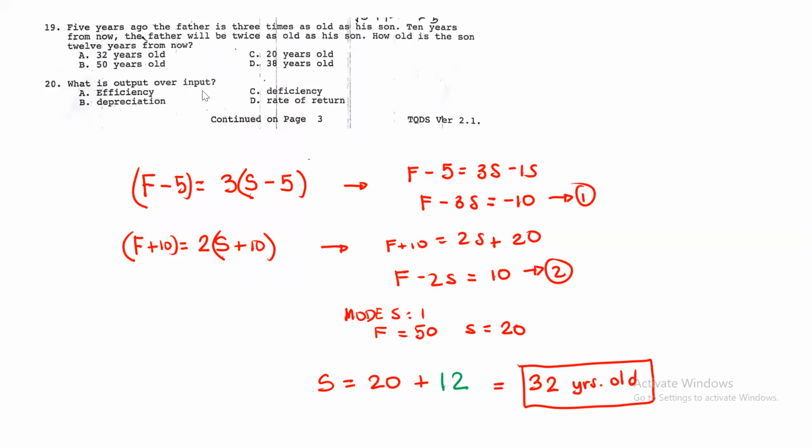The next, 20, what is the output over input? Alam natin yung lahat, efficiency. Hindi naman siya depreciation, hindi naman siya deficiency, hindi siya rate of return. So, efficiency. Next, 21, at the point of inflection where x is equal to a.